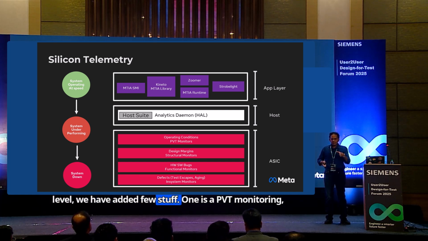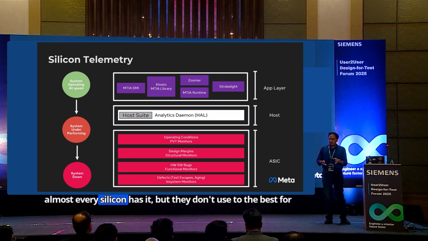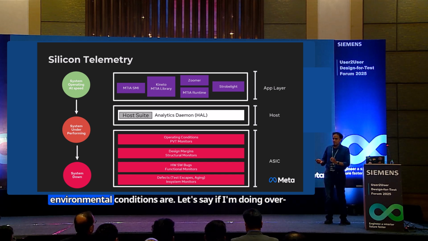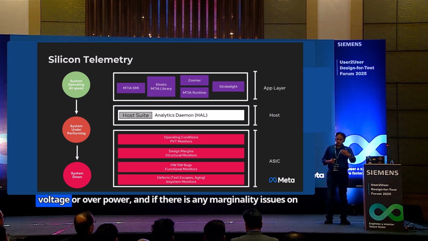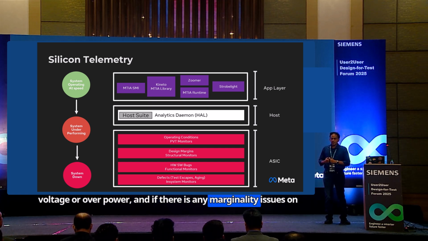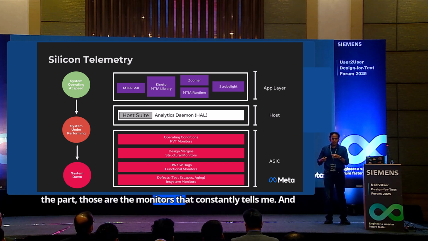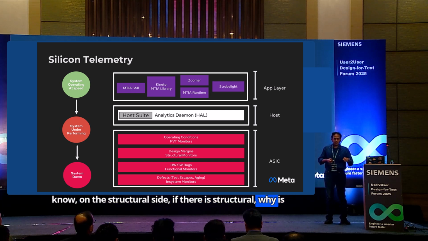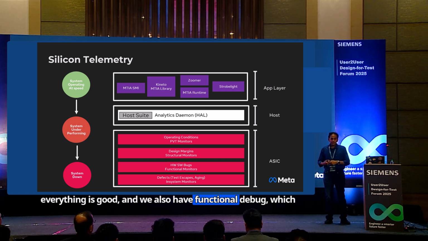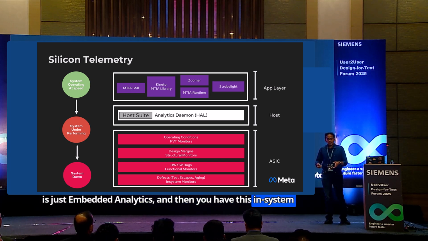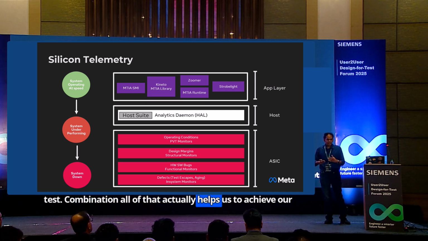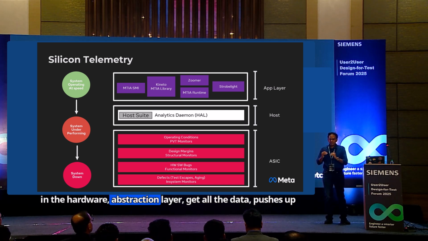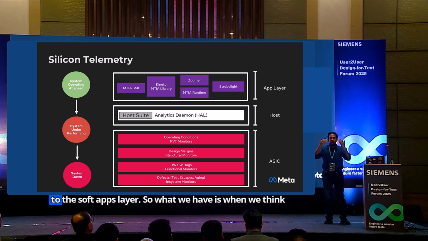So what we have done is, at the hardware level, we have added a few things. One is PVT monitoring. Almost every silicon has it, but they don't use it to the best of its purpose. It tells how the environmental conditions are, say if I'm running over voltage or over power, or if there are any marginality issues on the part. Those are the monitors that constantly tell me. Then you have design monitors, on the structural side, to tell if everything is structurally good. We also have functional debug, which is embedded analytics. And then you have in-system test. The combination of all of that helps us achieve our goal. Then we have a whole software suite sitting in the hardware abstraction layer that gets all the data and pushes it up to the apps layer.